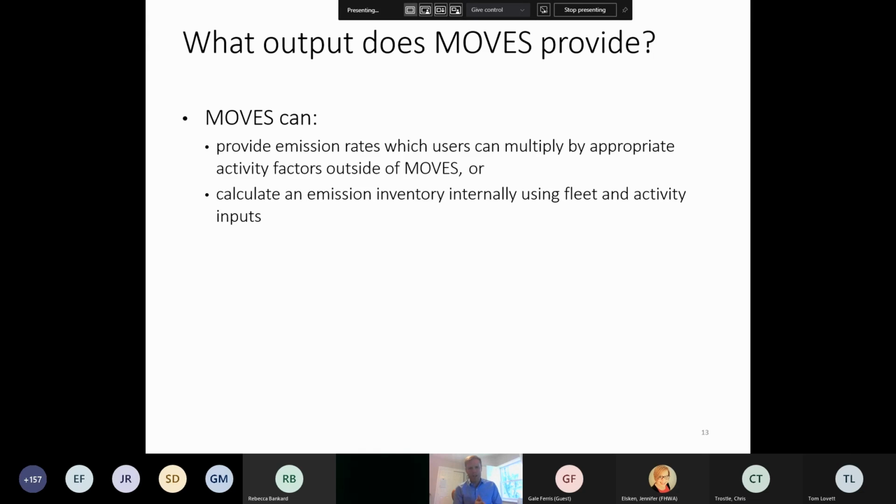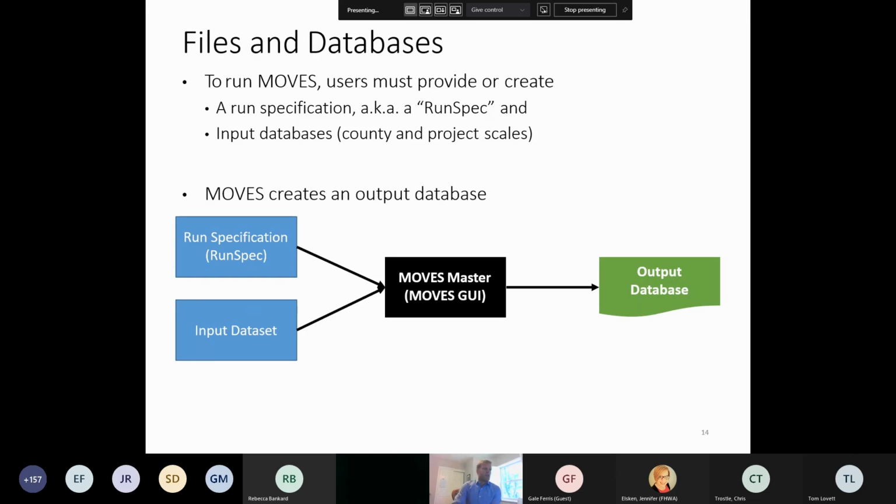But probably what's more common is using the second option, where you tell the model, I just want an inventory. So MOVES will calculate your total inventory for whatever geographic area you're looking at. So there's a couple different ways that you can run MOVES. And those guidance documents I mentioned from EPA are going to talk about when one might make sense versus the other, depending on that application.